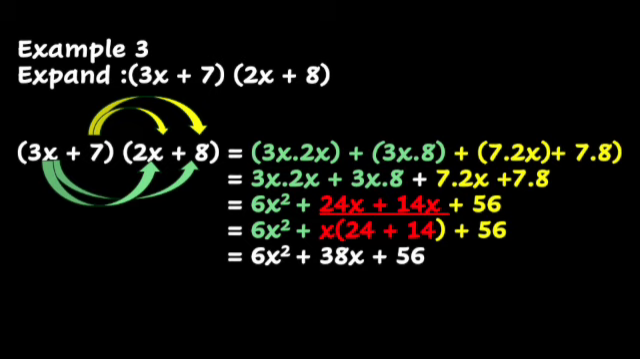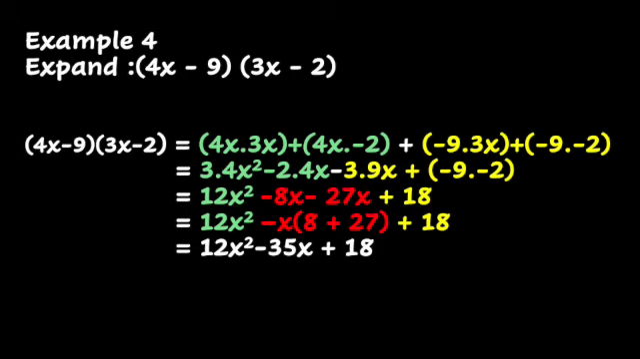When we solve it, we get 3x times 2x plus 3x times 8 plus 7 times 2x plus 7 times 8. Now when you simplify, you get 6x square plus 24x plus 14x plus 56. So if you take x common in the highlighted terms in red, you get 6x square plus x. In the bracket, we are left with 24 plus 14 and then plus 56. So the answer would be 6x square plus 38x plus 56. So the process is simple and if we are very clear about the fundamentals, we can't go wrong.